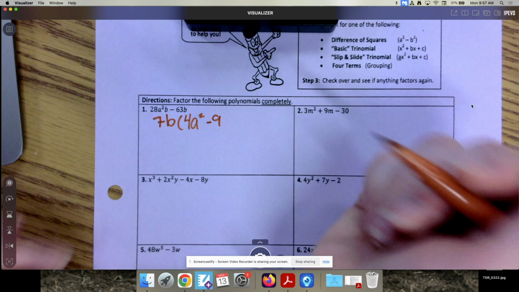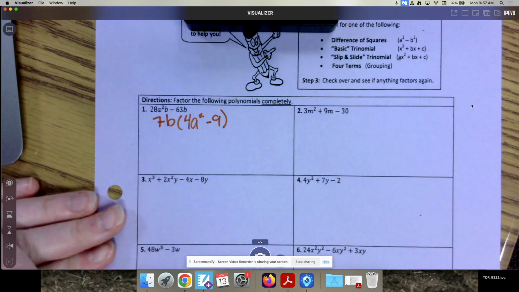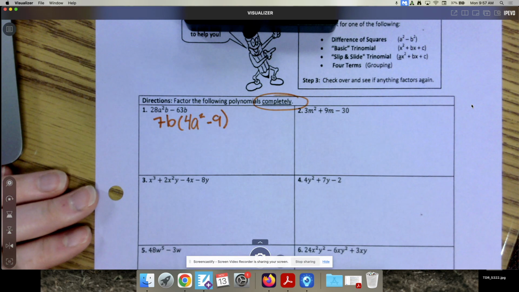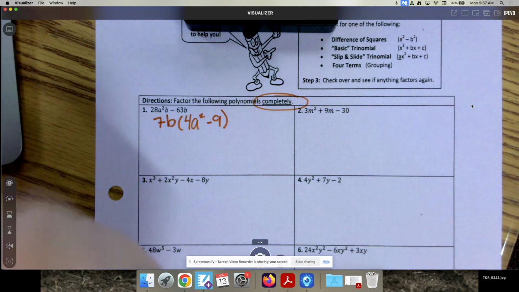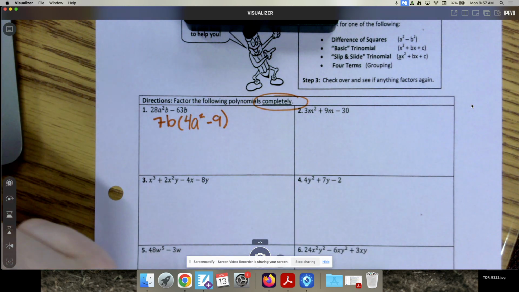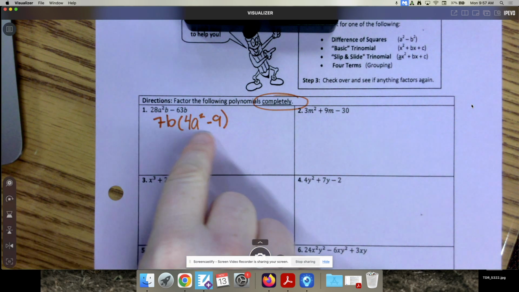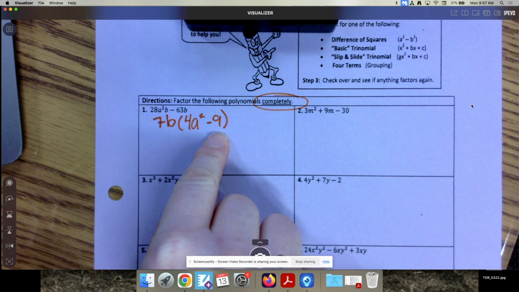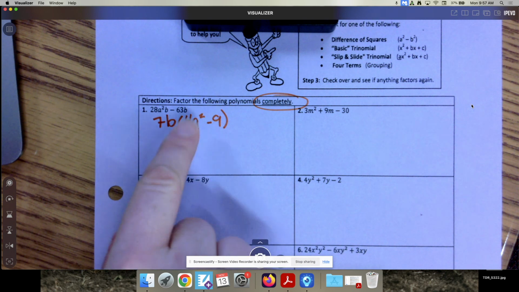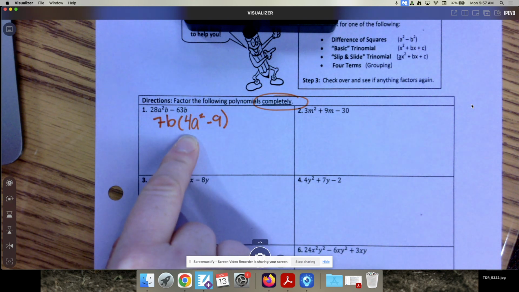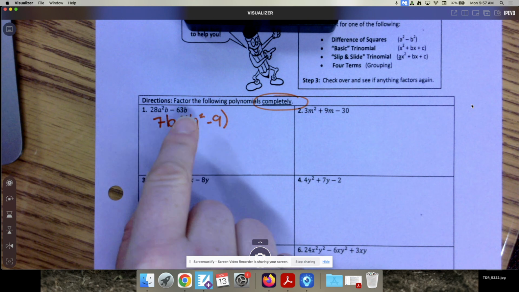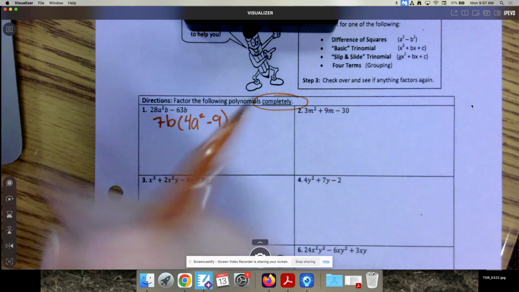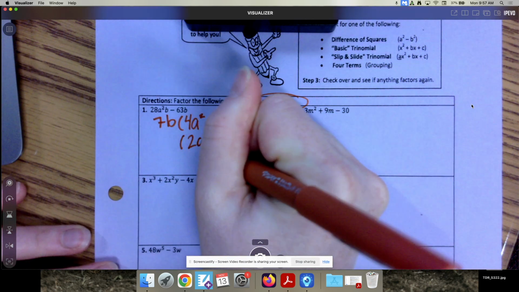No. So always, always, always look for a greatest common factor. And then kind of the theme on this sheet, the idea of completely, means can you do more? So on a lot of these, you can do more, specifically a lot of the ones like this, because this is super special. Because what kind of number is 9? A perfect square. Is 4a squared also a perfect square? Yes, and you're minusing. So if you ever have a perfect square minus a perfect square, you can always split it up more, because 4a squared has to come from 2a and 2a.